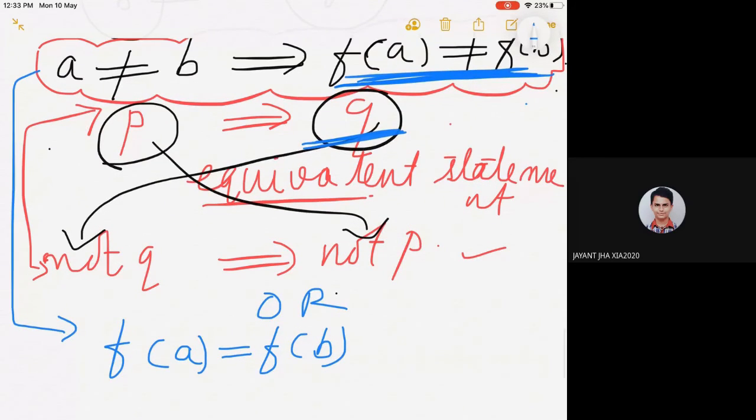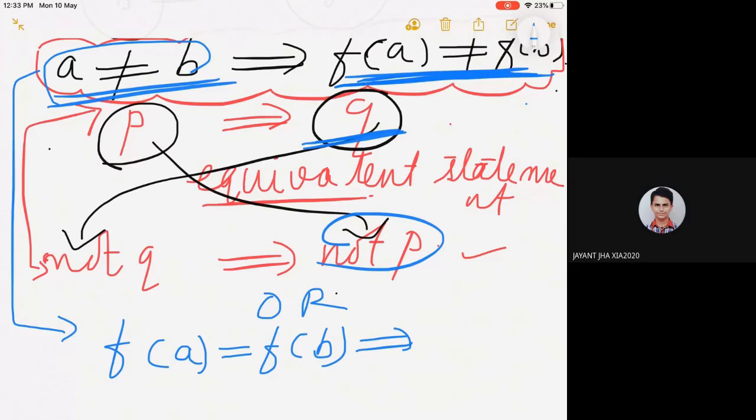Then that implies not P, which is the not of the statement A not equal to B. That becomes A equal to B. So this is very important, that instead of using the first statement, we always use this statement to prove that f is 1, 1.